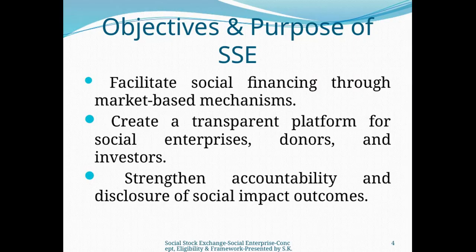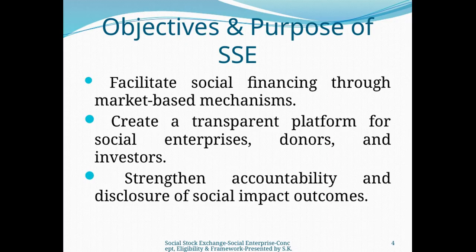Today, I want to talk about the objectives and purpose of the Social Stock Exchange, or SSE. The main goal here is to facilitate social financing through market-based mechanisms. Essentially, we want to make it easier for social enterprises to access funding by leveraging financial markets. Another key objective is to create a transparent platform that brings together social enterprises, donors, and investors. This transparency is crucial because it builds trust and allows everyone to see the social impact being made. Finally, we aim to strengthen accountability and disclosure of social impact outcomes.